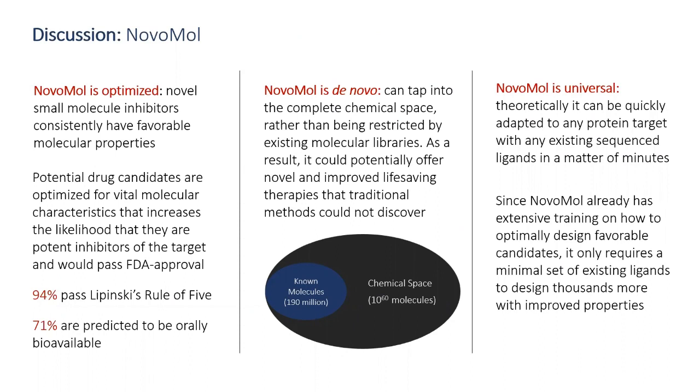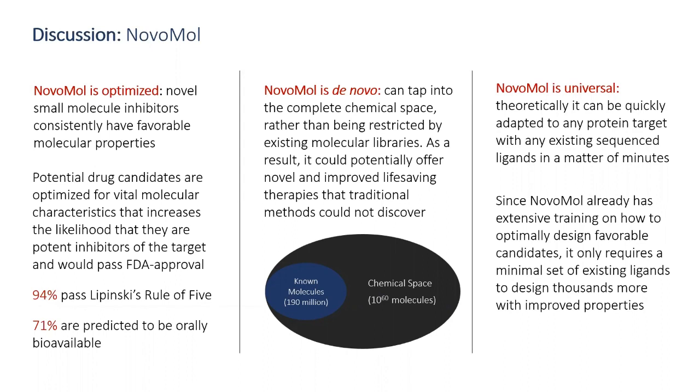Identify 3 salient features of NovoMol. First, it is optimized to consistently design novel small molecule inhibitors with favorable molecular properties. And this will allow us to reduce the failure rate seen in the drug discovery process due to molecules with unfavorable properties. And due to these more favorable molecular characteristics, these drug candidates would likely pass FDA approval.